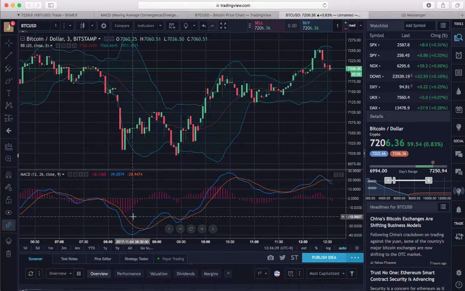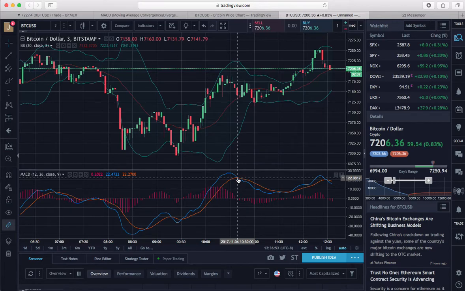Every time the blue line, the shorter moving average, moves above the orange line, it's indicating that we're starting into a bull market. So you should buy at the point where the blue crosses over the top of the orange. So I would buy right there, and I would sell right there, and I would buy there, and I would sell there. I would buy there, I would sell there.